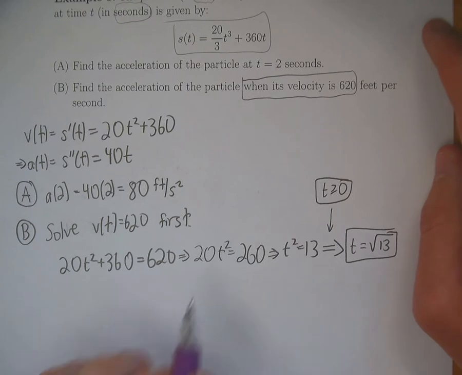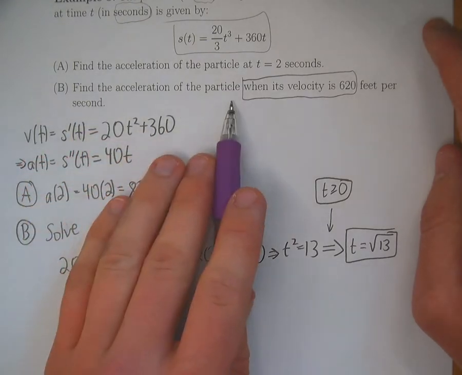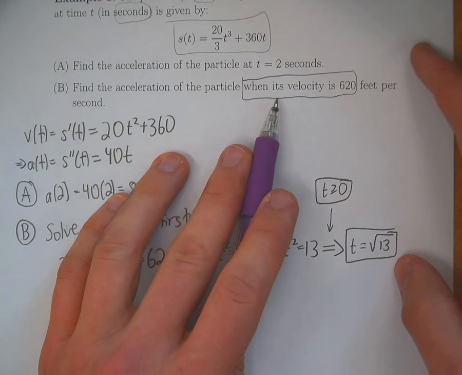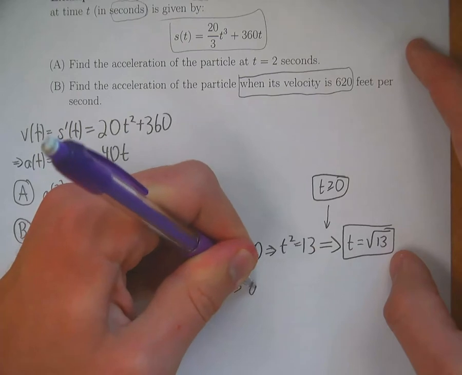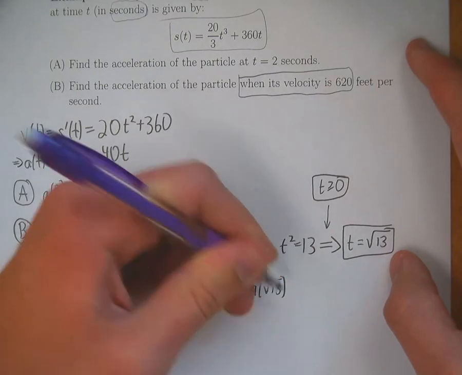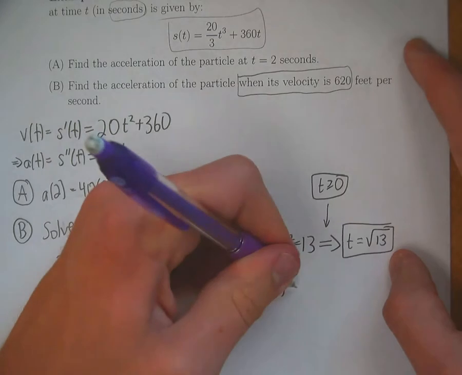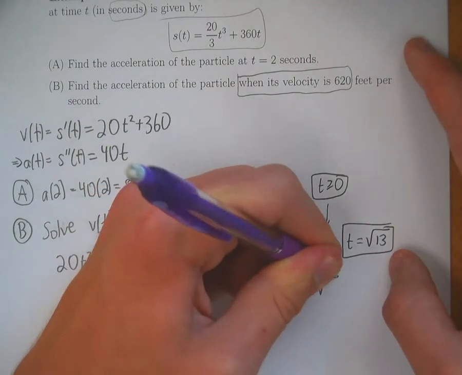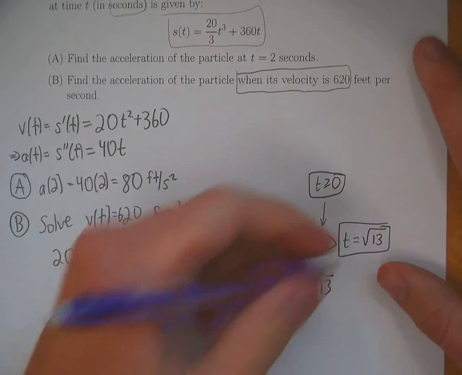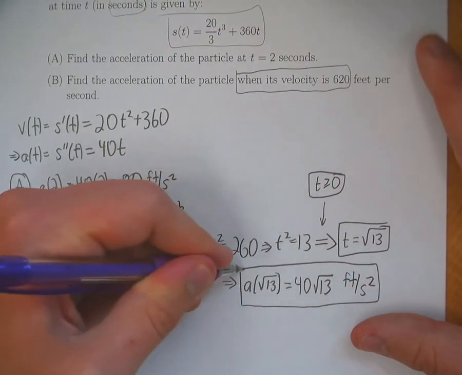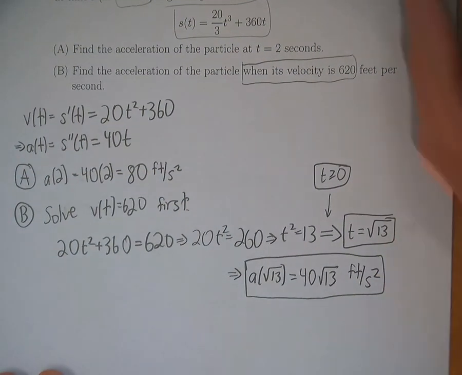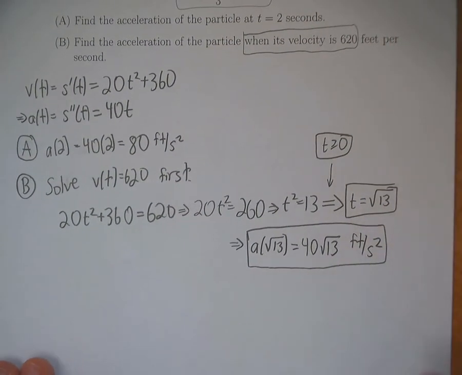So in this case, we say, all right, well, now we just have to find the acceleration of the particle at time t equals root 13. So we just have to do the same thing we did in part A at this point. So now we have a of the square root of 13 is, well, best we can do as an exact value is 40 over root 13 feet per second squared. And if we want an exact value, that is the best we can do. Okay? So, any questions on that?